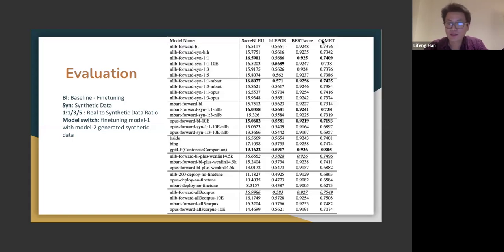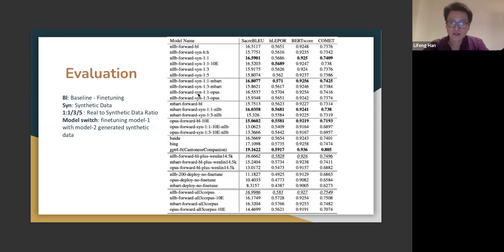BERTScore and COMET are embedding metrics that we use to complement the lexical metrics. In this table, we will see NLLB forward model using bilingual real data. NLLB forward model using synthetic half-half means half real, half synthetic. 1-1 is 100% real and 100% synthetic. Similarly, 1-3 is 100% real and 300% synthetic.